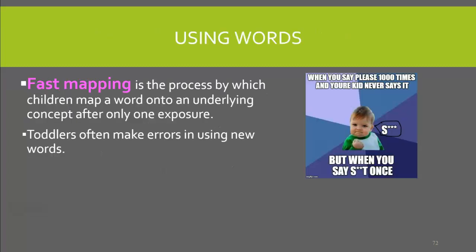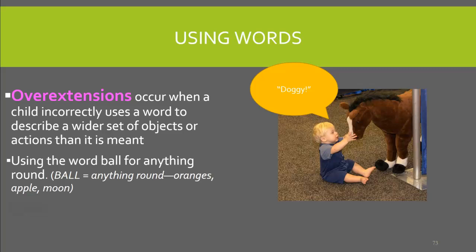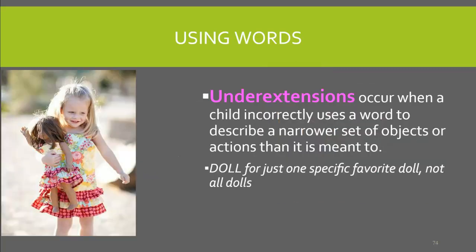Fast mapping is the idea that children learn language very quickly, so sometimes they learn words after only one exposure. Overextension is when they incorrectly use a word to describe a wider set of objects. So they might say ball, but that applies to a bouncy ball, oranges, an apple, a small bouncy ball, a big bouncy ball, anything similar. That's called an overextension.